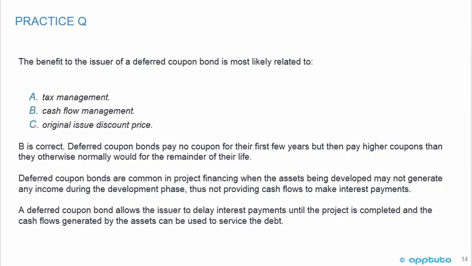A deferred coupon bond allows the issuer to delay interest payments until the project is completed and the cash flows generated by the assets can be used to service the debt.